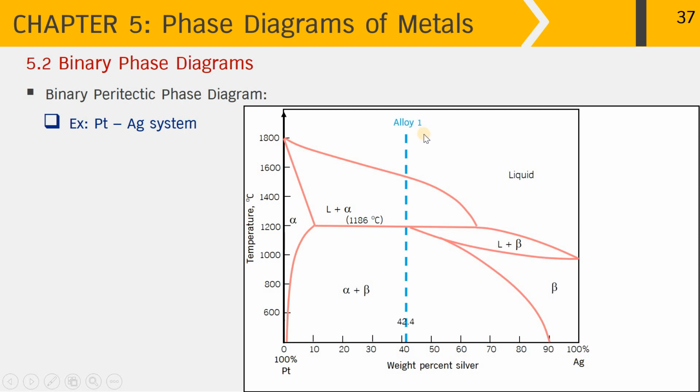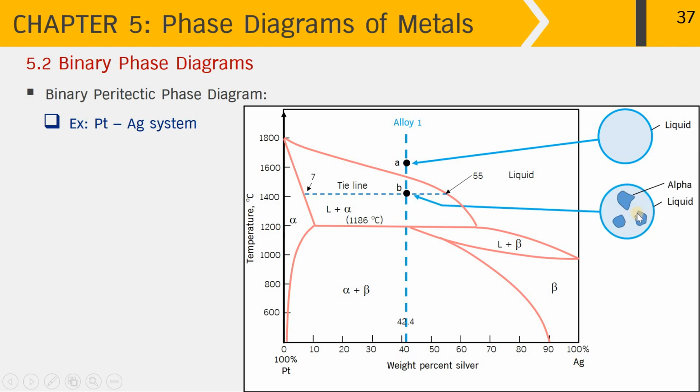Now let's consider the composition of alloy 1, which is at 42.4 weight percent of silver. First, considering the alloy 1 composition at the temperature at point A, that is all liquid. By reducing the temperature, crossing the liquid phase into the two-phase region at point B, now we have the alpha phase and the liquid staying together, and the compositions of the liquid phase and the alpha phase can be found by drawing a tie line over here.